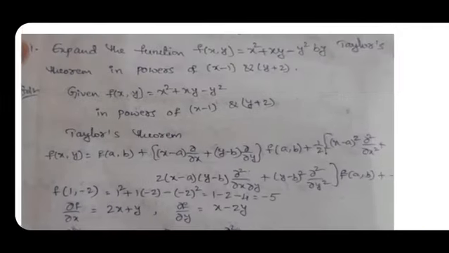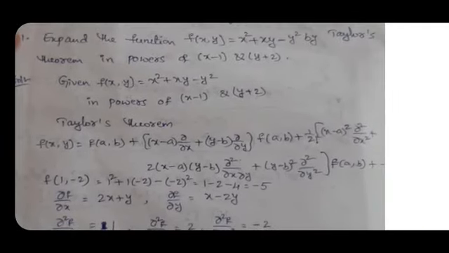We use this Taylor's theorem for a function of two variables. Here we see the problem. Expand the function f of x comma y is equal to x square plus xy minus y square by Taylor's theorem in powers of x minus 1 and y plus 2. So here they clearly give f of x comma y, that is a function in terms of x and y. And also now we use Taylor's theorem here.